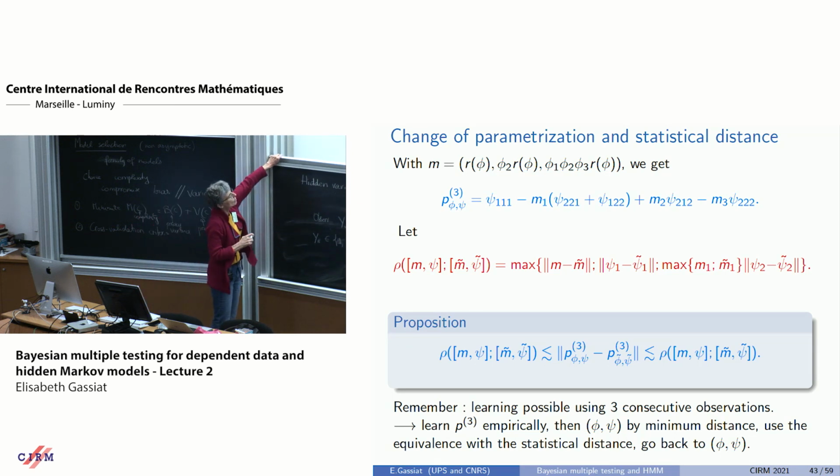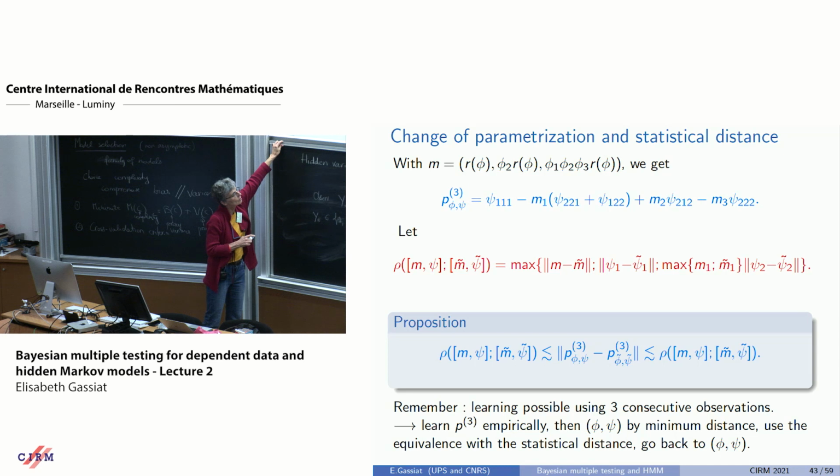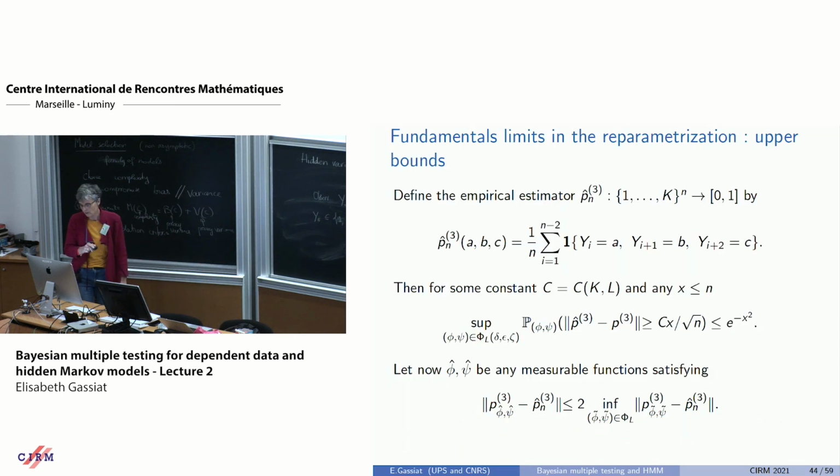So it's possible to learn the distribution P3 empirically. And then you can, for instance, estimate the parameters phi and psi by minimum distance, and then use this equivalence to go back to your parameters. So that's what we've done. It's just written down here.